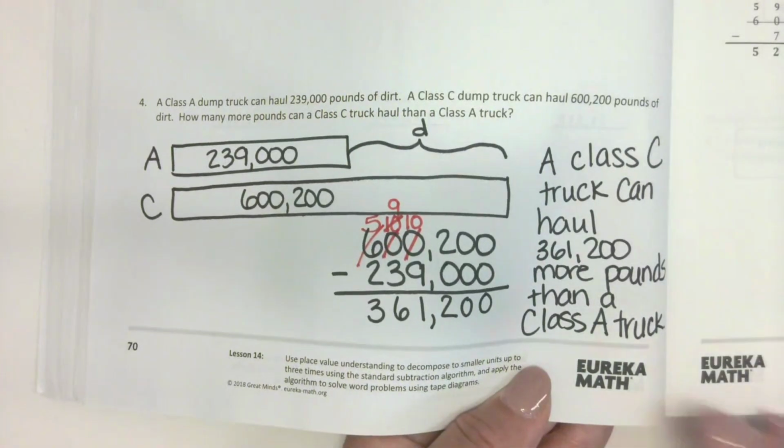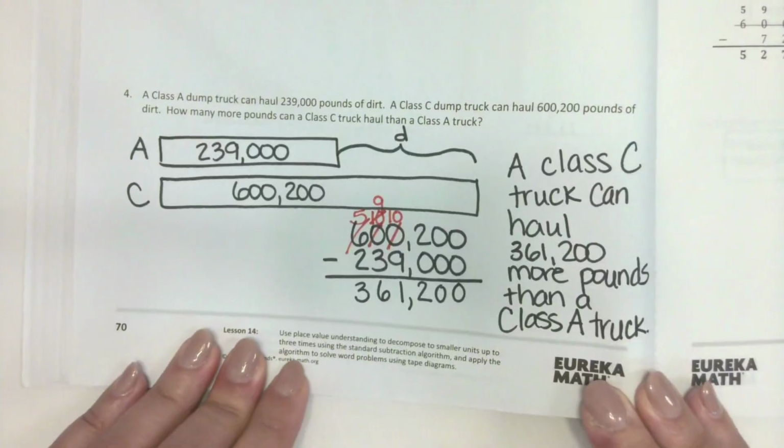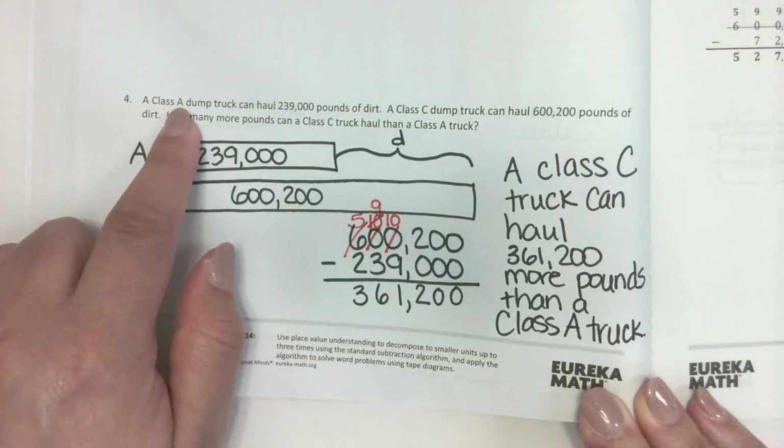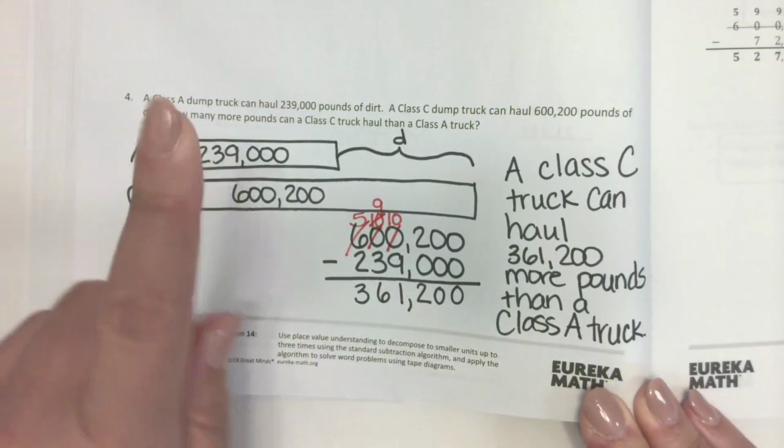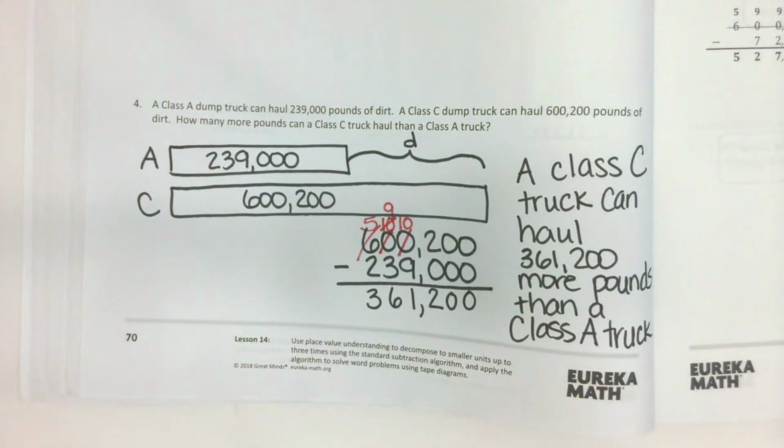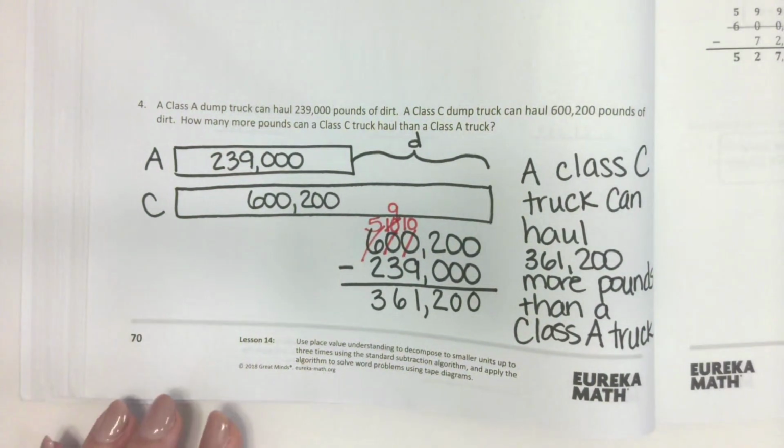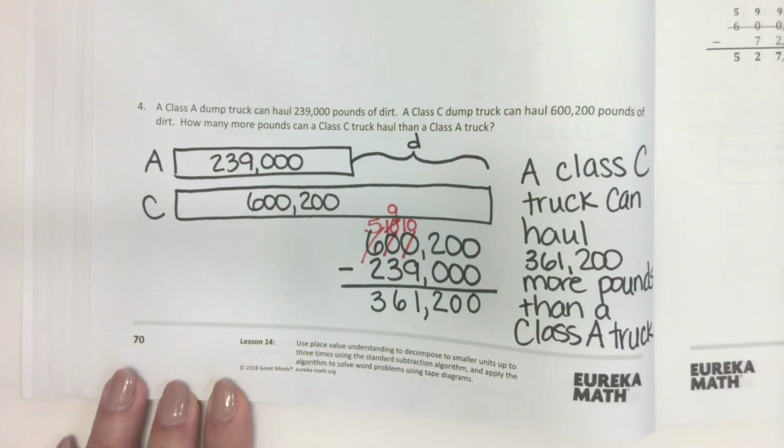There. Now we did all the steps of the RDW process. Read it, draw, write an answer statement. Okay, now you can try some of the other problems on your own.